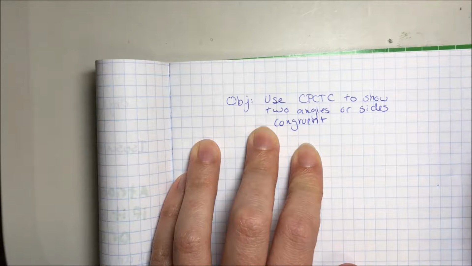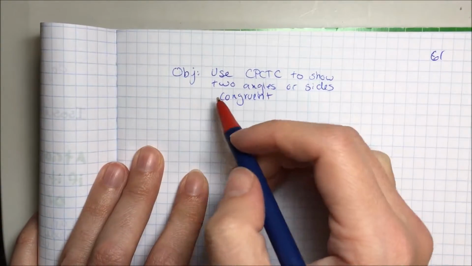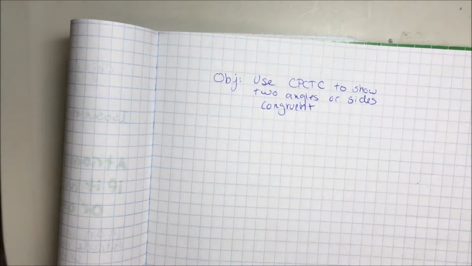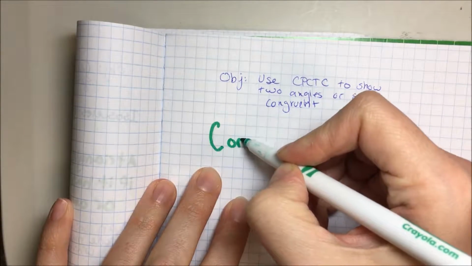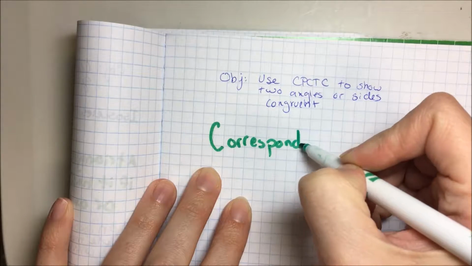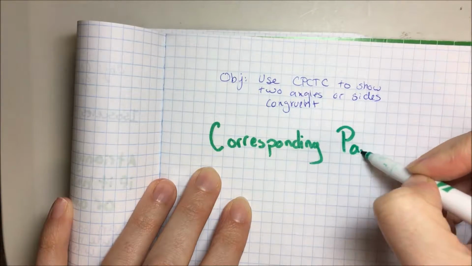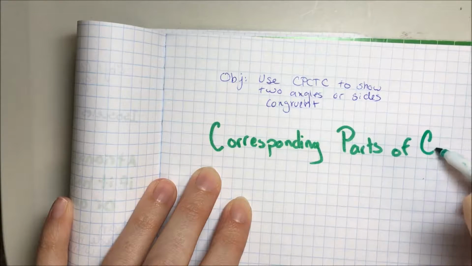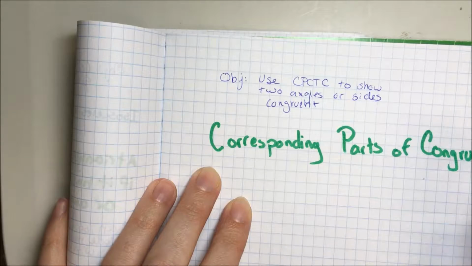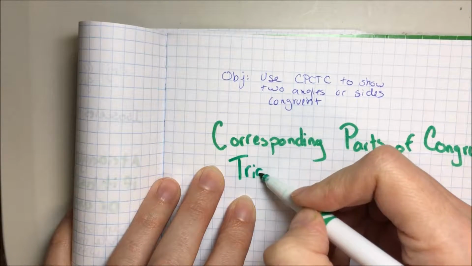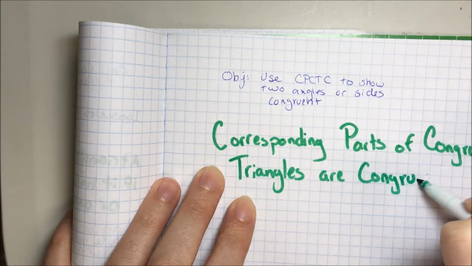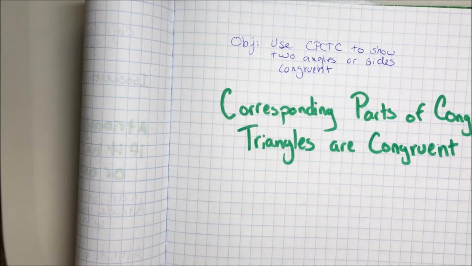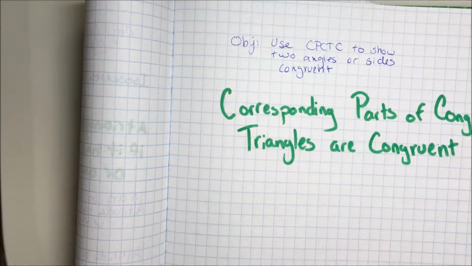Okay. So, what is CPCTC, you ask? Well, CPCTC means corresponding parts of congruent triangles are congruent. So we've talked about correspondence, okay? But now we have a theorem, corresponding parts of congruent triangles are congruent. Now we have a theorem that we can use in proofs.